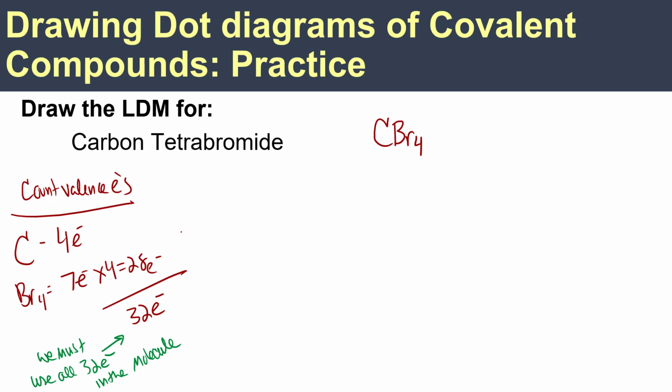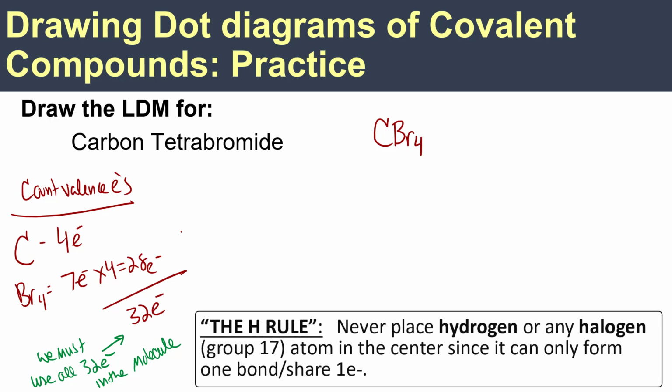So I could very well go to table S and look up the electronegativities, but I also know about another rule for who goes in the middle, and that is called the H rule. The H rule says that halogens and hydrogens never go in the middle. So make sure you take that down into your notes.